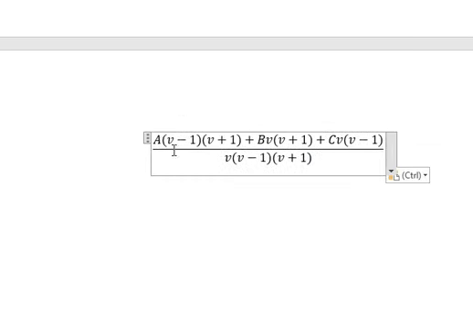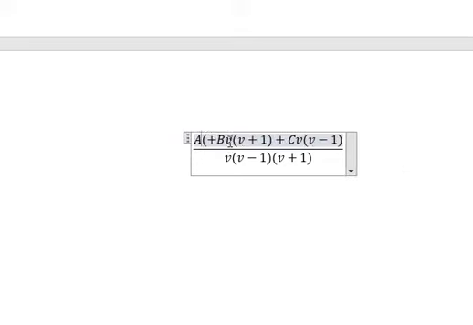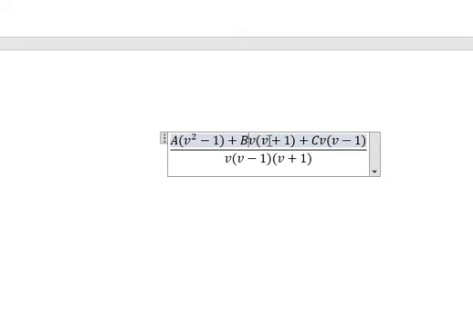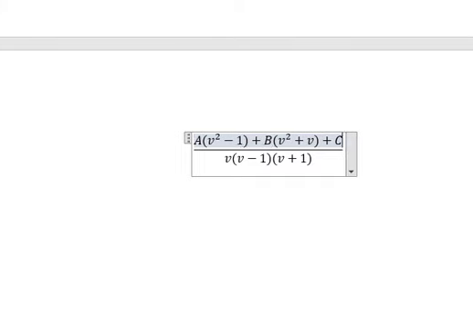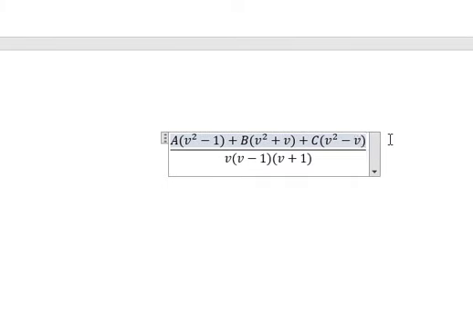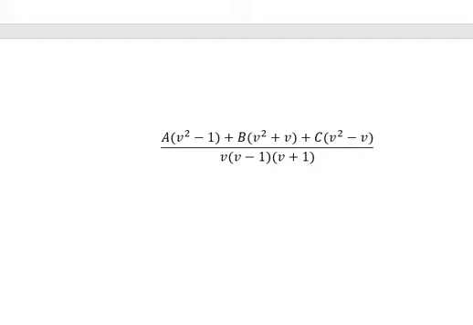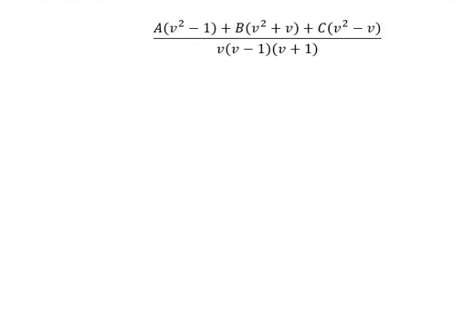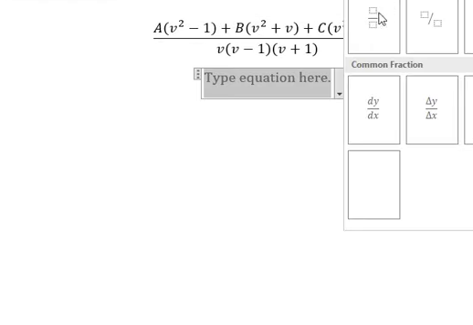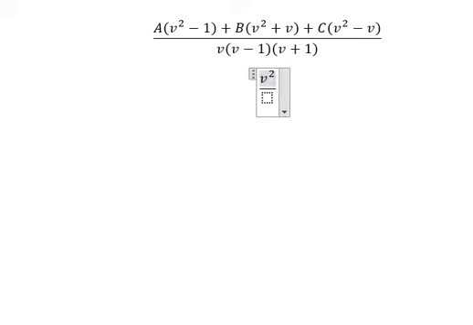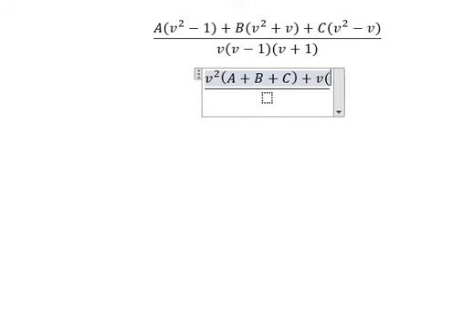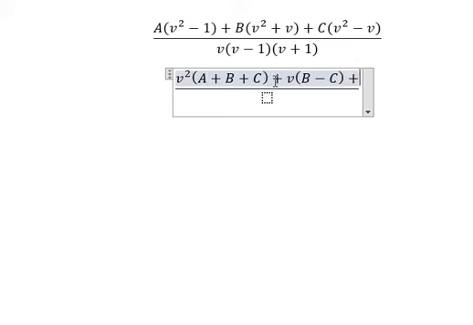Next, this one we have v squared minus 1. This one we have v squared plus v. And this one we have v squared minus v. Now, we need to arrange based on the terms of v. About v squared, we have A plus B plus C. About v, we have B minus C. About the numbers, we have negative A.